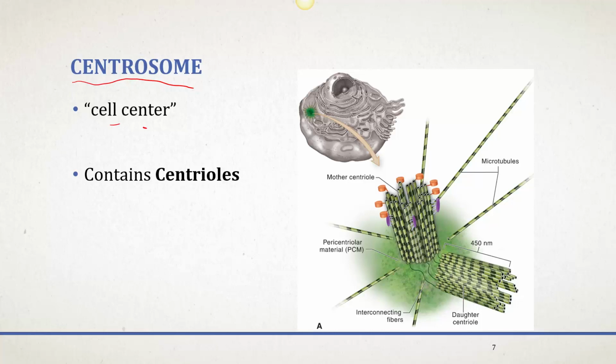Centrioles are bar-like structures that form the basis of our cell division machinery. So centrosome is just an area, while the centrioles are bar-like structures made up of microtubules, and they're going to aid in cell division.